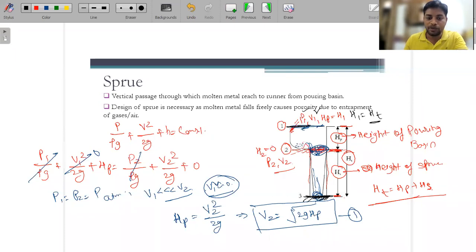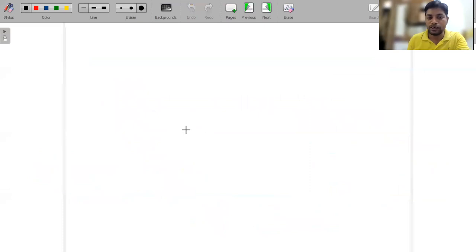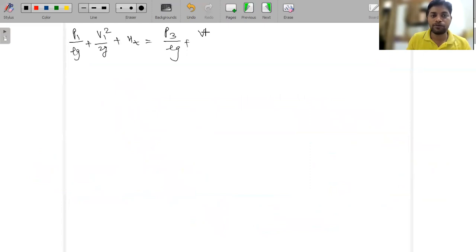Now here the pressure will become P3, which is the atmospheric pressure, but first of all we will just write it. Then the velocity is V3, and height, that is H3, and that is datum level only, so that will be equals to 0. Let's apply this condition for the Bernoulli. So this is P1 by rho g, V1 square by 2g plus H1. So this H1 is equals to HT, or in terms of HP plus HS also you can write, equals to P3 by rho g plus V3 square by 2g plus H3.